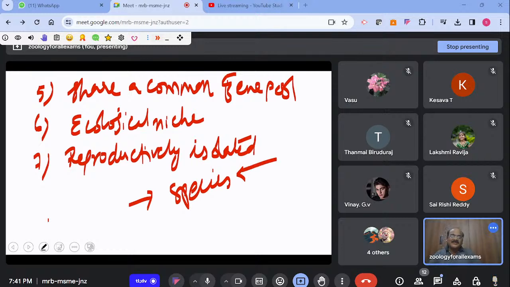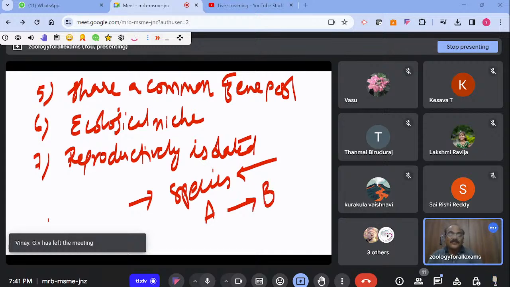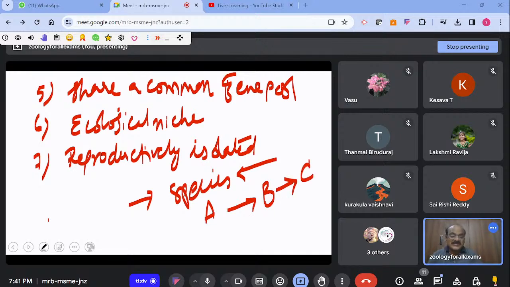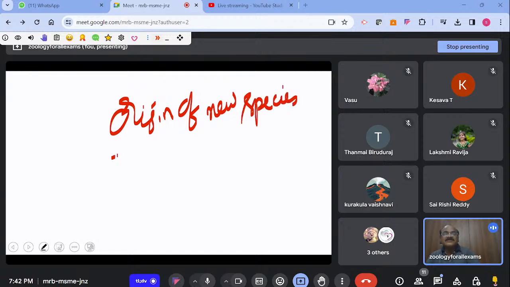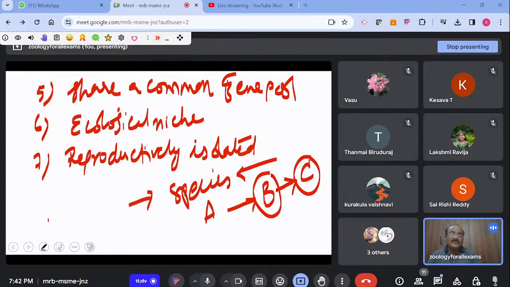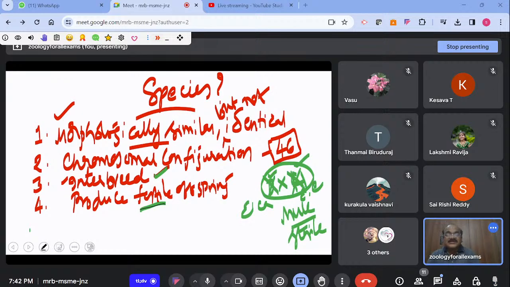And evolution is nothing but formation of complex organisms from simple organisms, during which what happens? Species A gradually diversifies to form species B, and species B gradually diversifies to form species C. Thus, new species arise. Then only you say evolution has taken place. Thus, evolution simply means origin of new species. Without the origin of new species, you cannot say evolution has taken place. For evolution and origin of new species to take place, all these characteristics have to be fulfilled.